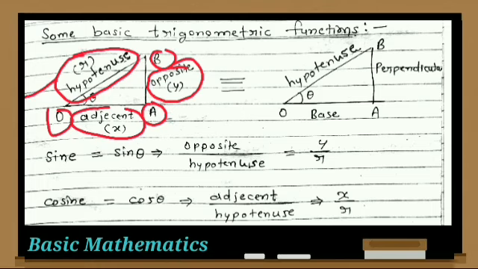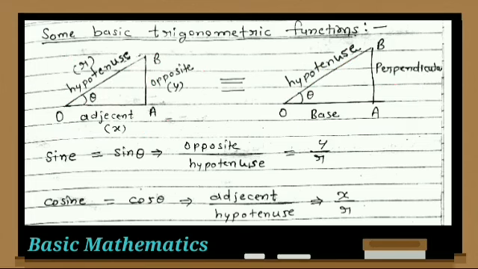In the second triangle, there is the base, which is equal to the adjacent, the perpendicular, equal to the opposite, and the hypotenuse is the third side. Okay, so this is not any other triangle, these are similar triangles.